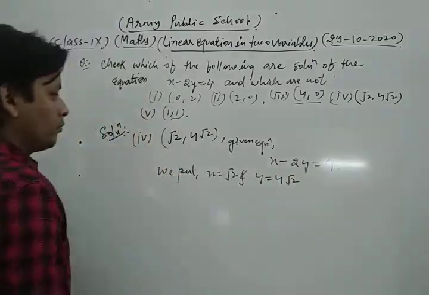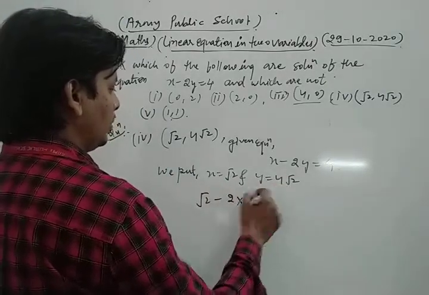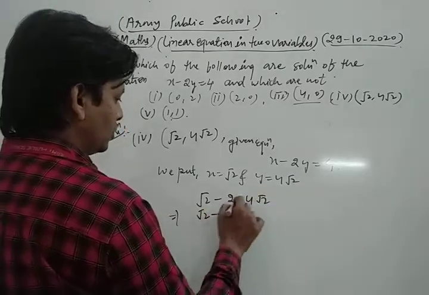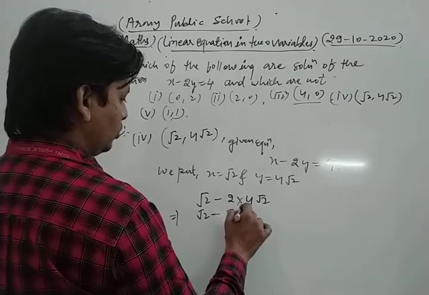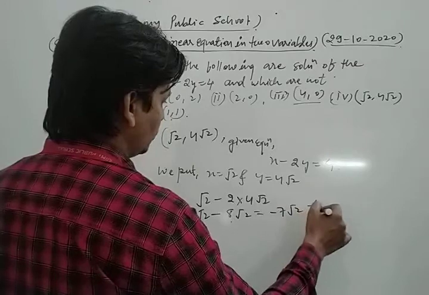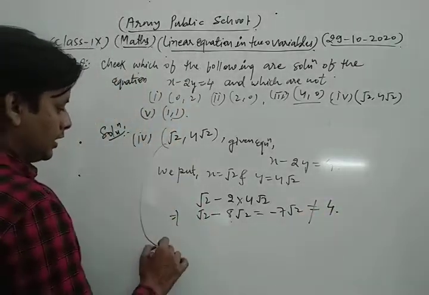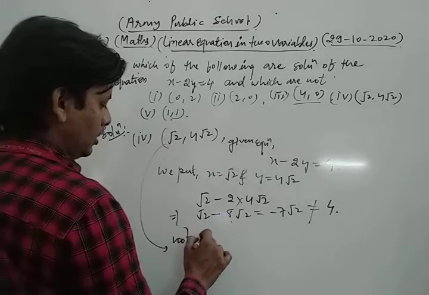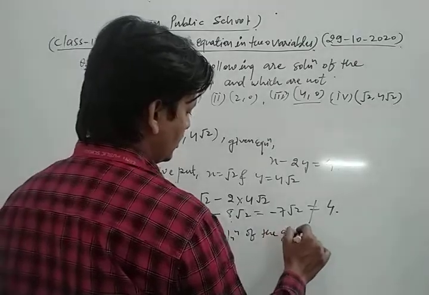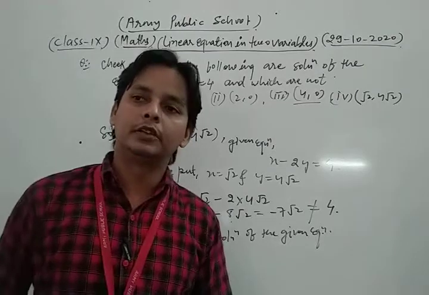So look, x is equal to root 2. So root 2 minus 2 into the y value, 4 into root 2. That is, we get root 2 minus 8 root 2, which is what? Minus 7 root 2, which is not equal to 4. So this value is not a solution of the given equation.